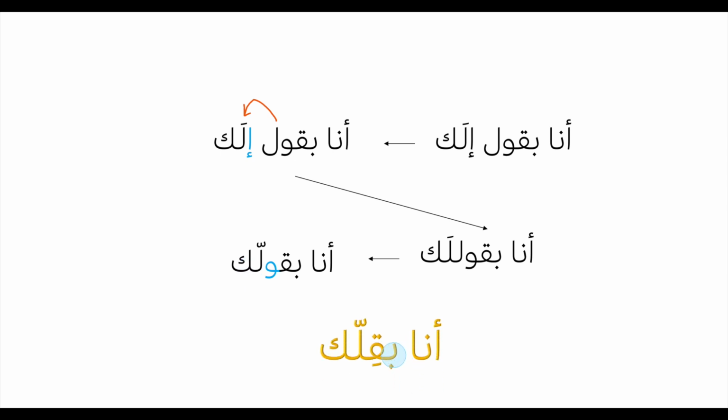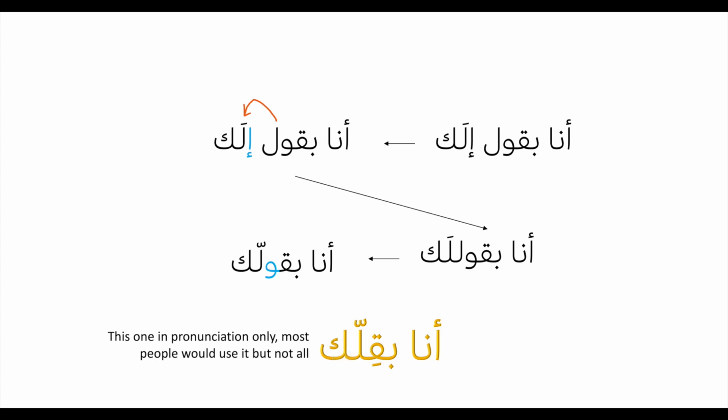In dialect, always people tend to soften the pronunciation. So instead of the oo, people tend to replace it with a vowel a. People tend to replace the letter wow or oo sound with the sound a, with a short vowel a. So we end up saying أنا بقلك, بقلك. And this is what happens most of the time.